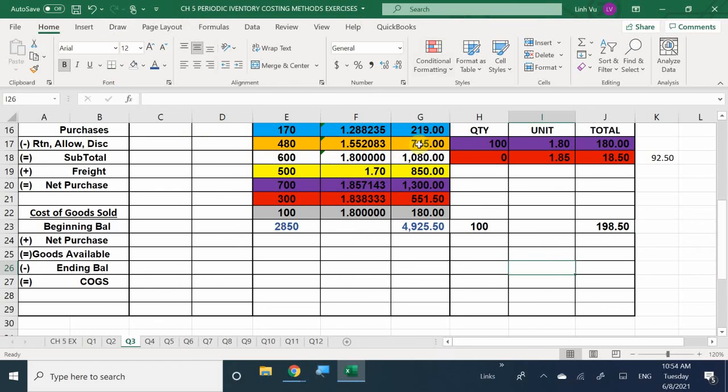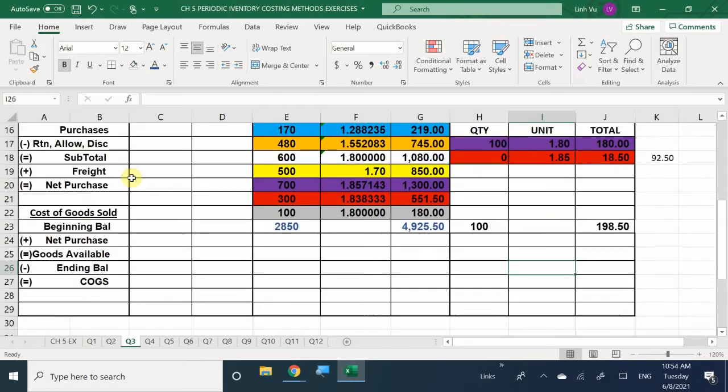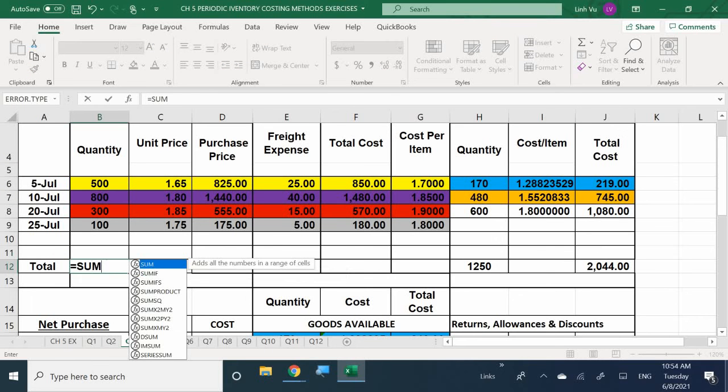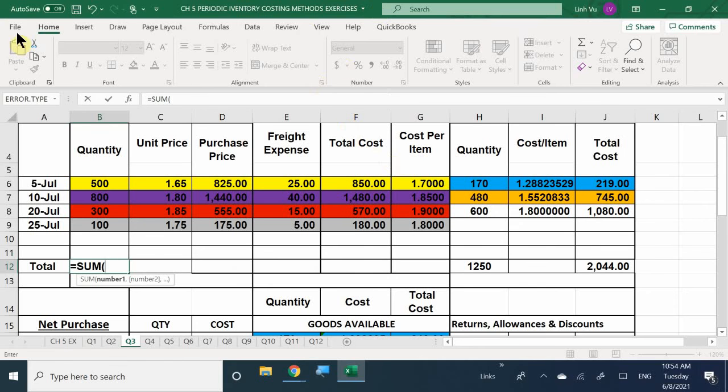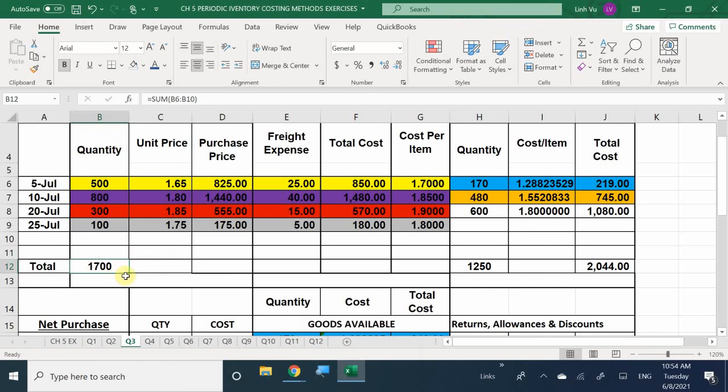All right. So next, let's go ahead and sum up our purchases so that we can get a grand total of my net purchases. So how many items did I purchase in the month of July? 1,700. Okay, good. So let's continue. What was my total purchase price?